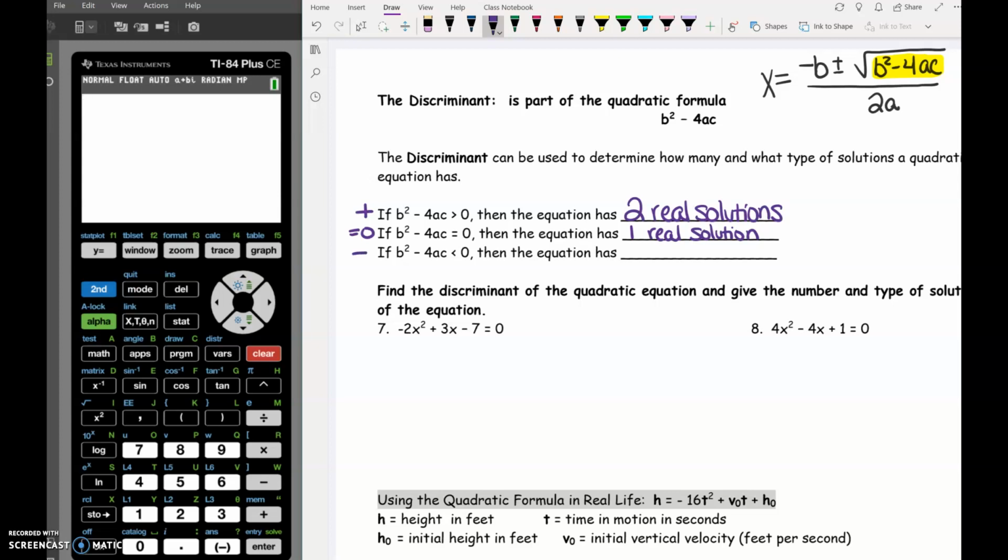Then if the discriminant is negative, we have the square root of a negative number. That means imaginary numbers. We still have the plus minus, so there are still two solutions, but this time there are two imaginary solutions.